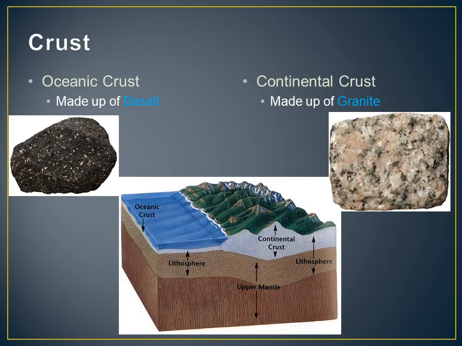Now, the crust varies. Oceanic crust, the crust under the ocean, is made up of basalt. That's a type of rock, and we'll look at these a little later when we talk about rocks and minerals, not only how it's made, but also why the oceanic crust is made up of basalt. Continental crust is made up of granite, another type of rock. And as you can see from the picture, oceanic crust tends to be thinner and continental crust tends to be thicker.